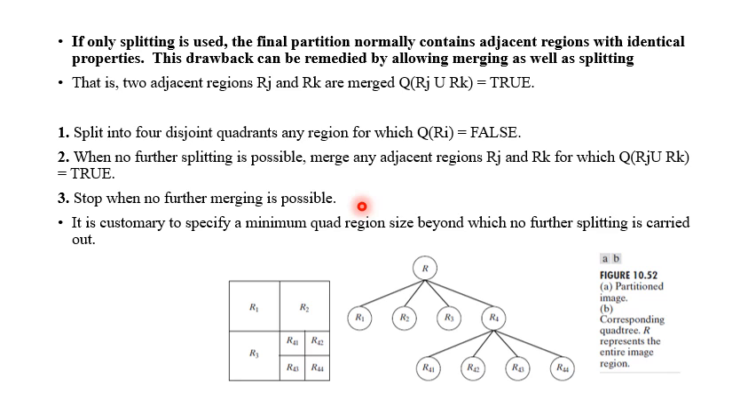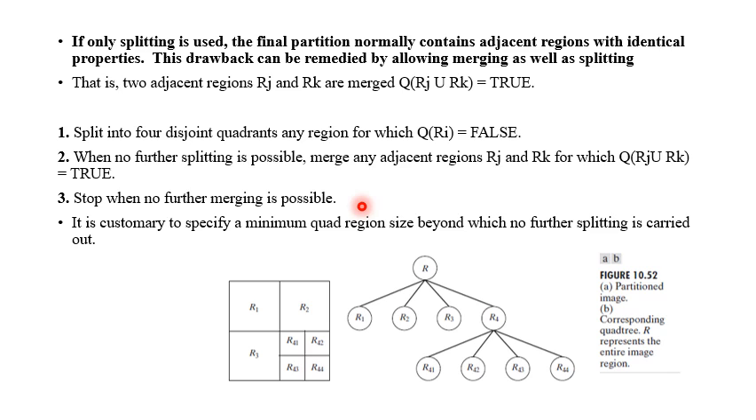Okay, and till no further merging is possible, we can go on merging. Also, we should be very clear that we should have a minimum quad region size beyond which no further splitting can be carried out. For example, we have to define the size. What should be the minimum size of that quadrant?